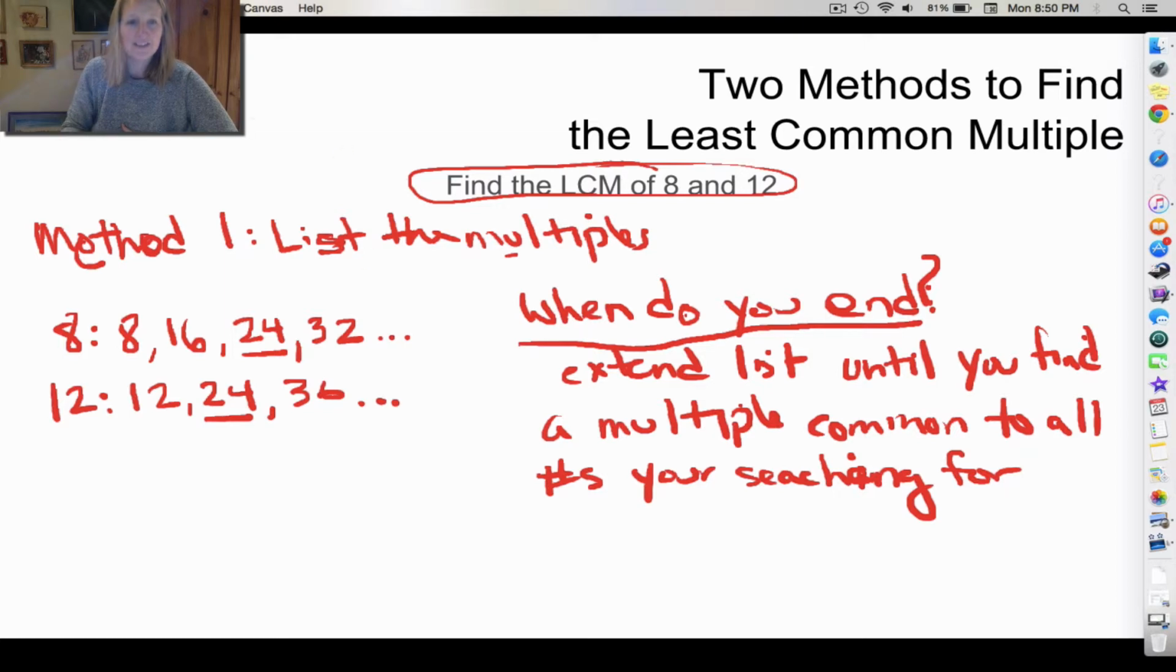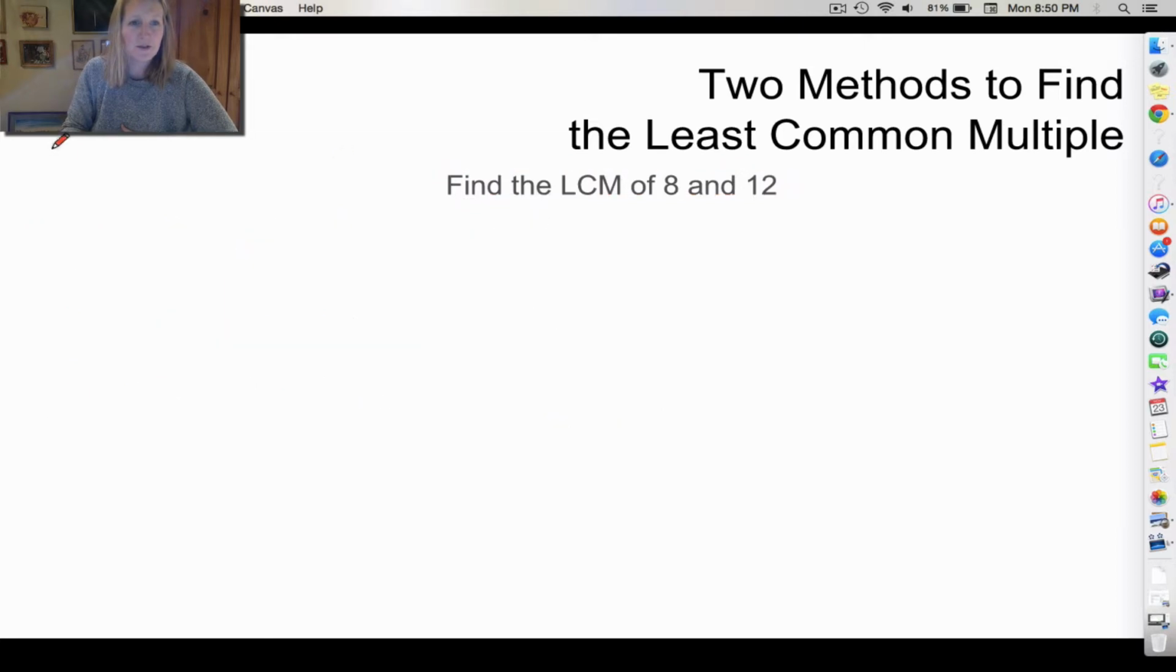Let's look at another example of method 1. That's what I was trying to say. So let's say that we want to find the least common multiple, not of 8 and 12 now, but instead of 6, 9, and 12. Okay, so we would write 6 here, 9 here, and 12 here.